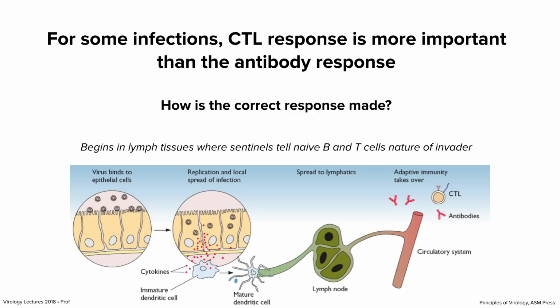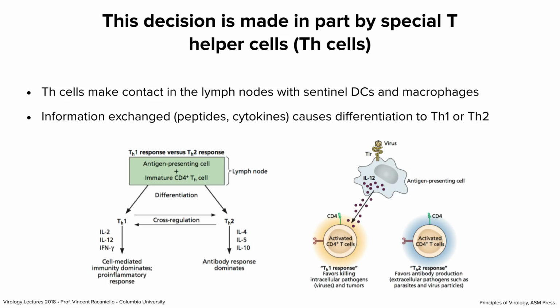How is the balance between CTL and antibody determined? Because it's more important for some viruses than others. How do you know what the correct response is? Well, that begins here, when the tissues are initially infected. The sentinels get a package of cytokines from them, and those eventually will determine whether B or T cells are induced, and even what kinds of T cells are induced.